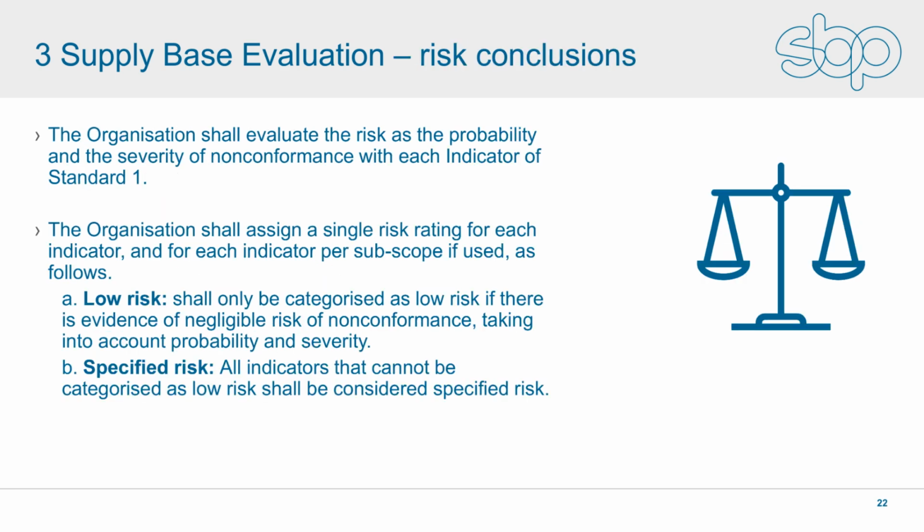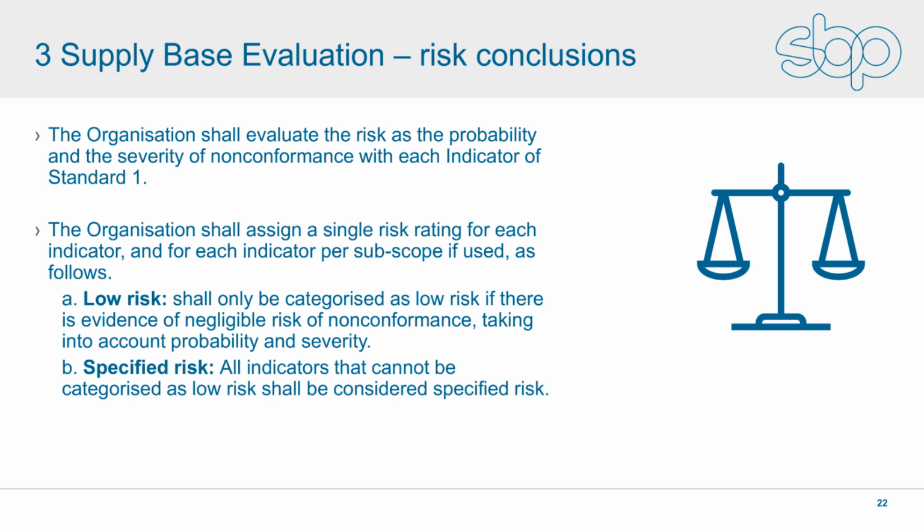Let us look at the conclusions of the supply-based evaluation. The organization evaluates the risk of non-conformance for each indicator in Standard 1, considering both the probability that non-conformance occurs and the severity of its consequences. Every indicator in Standard 1 must have an individual risk rating.